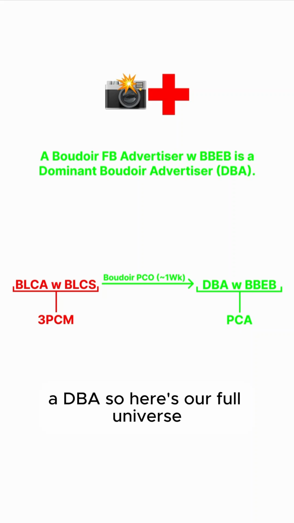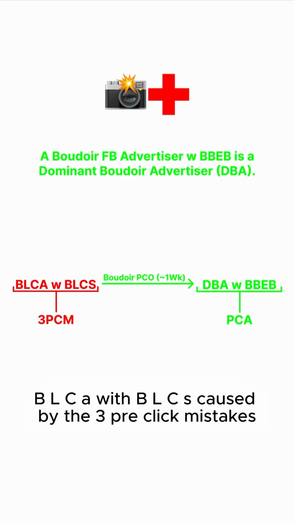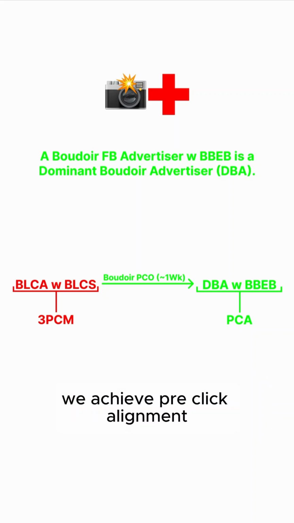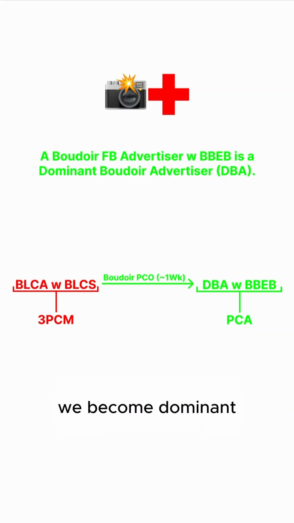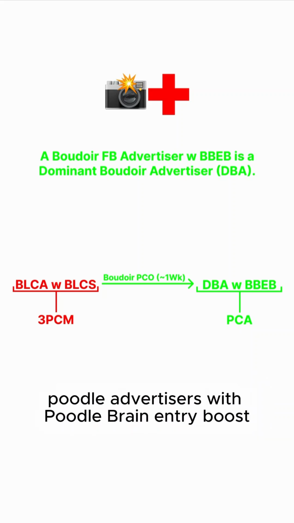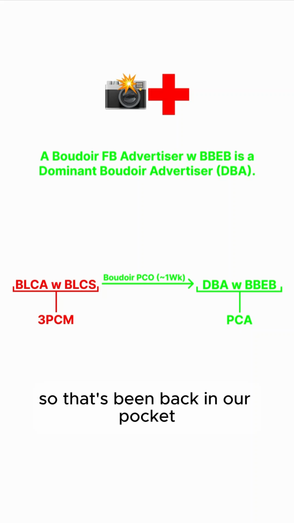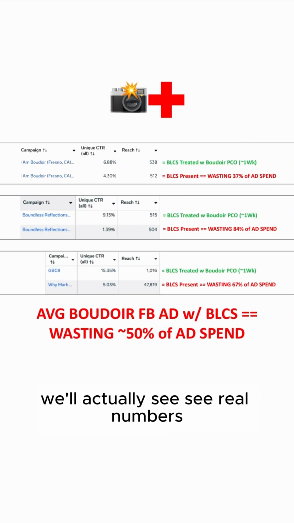So here's our full universe. BLCA with BLCS caused by the 3 pre-click mistakes. That's fine. We treat with boudoir pico, takes about a week. We achieve pre-click alignment. We become dominant boudoir advertisers with boudoir brain entry boost. And we're saving a ton of money each month. We're eliminating a ton of wasted ad spend, back in our pocket, which we'll see right now. We'll actually see real numbers.